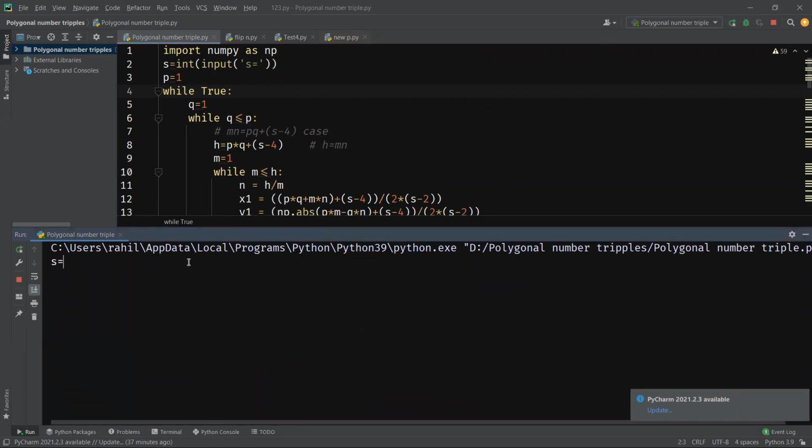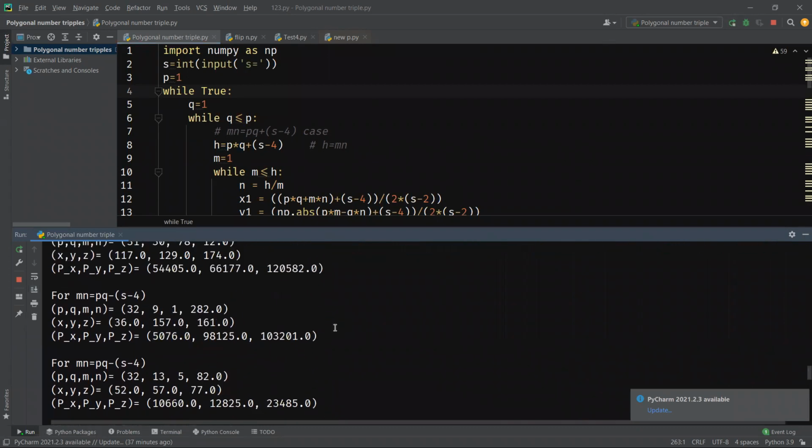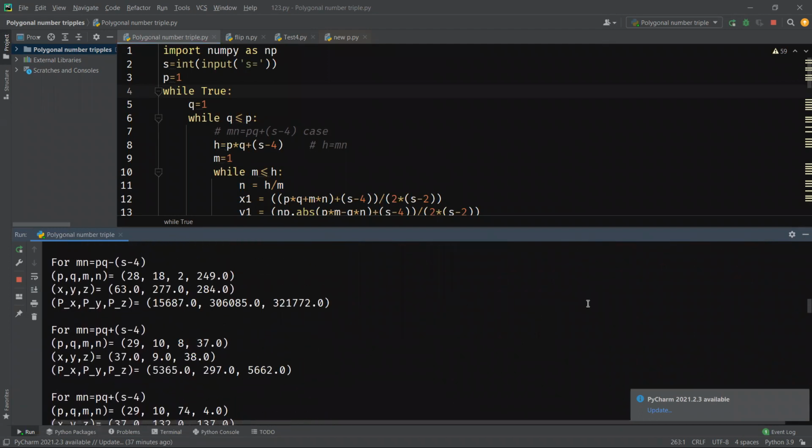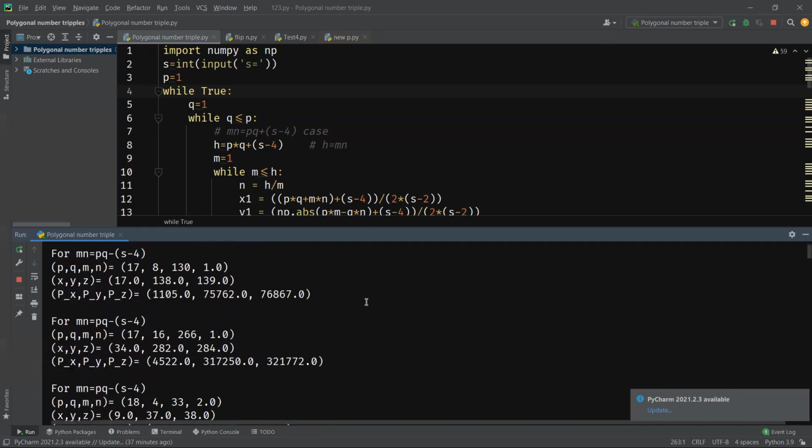Can you suggest some value of s from the audience? s equal to 10. Okay, let's try with 10. See, the program is giving solutions. These are some solutions.